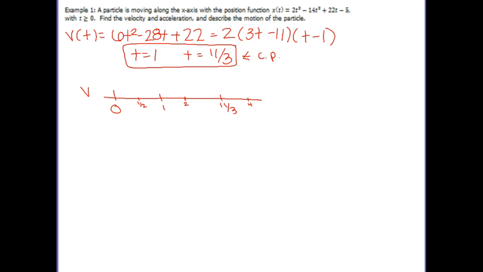This is also 1/2 minus 1. So that's smaller than 1. So that's negative, negative, negative, positive. Gives you a negative. Plugging in 2. 3 times 2 is 6. 6 minus 11 will be negative. 2 minus 1 will be positive. Positive, negative, positive. Plugging in 4. 3 times 4 is 12. 12 minus 11. Positive, positive, positive, positive.